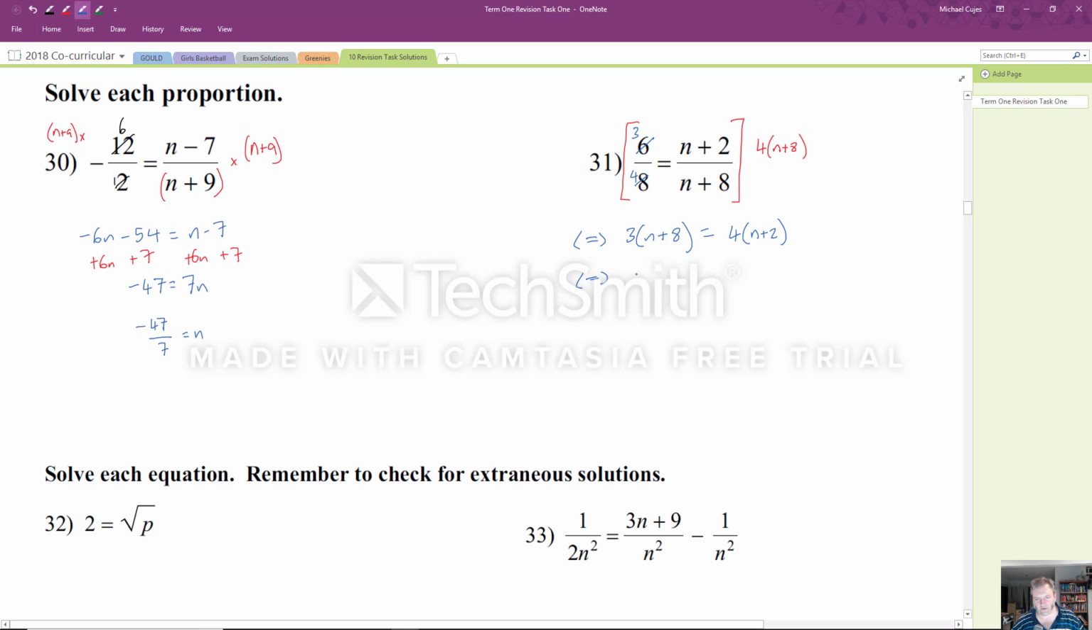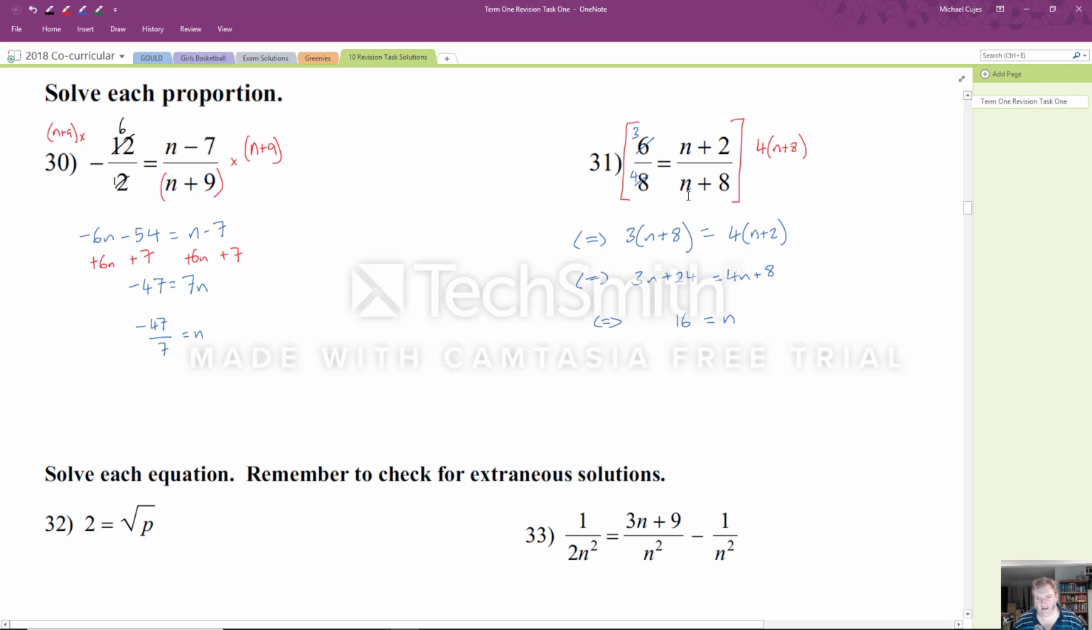You could, if you wanted to, have gone straight to this line. 3n plus 24 equals 4n plus 8. But I'm happy if you want to include that extra bit just to make sure you're getting it right. There's nothing wrong with that. Subtracting 3n from each side and subtracting 8, we're left with 24 minus 8 will be 16. 4n minus 3n is n, and we're done. n equals 16. Want to check it?